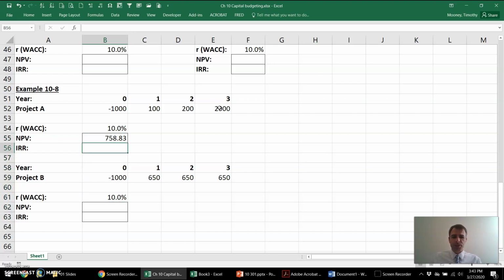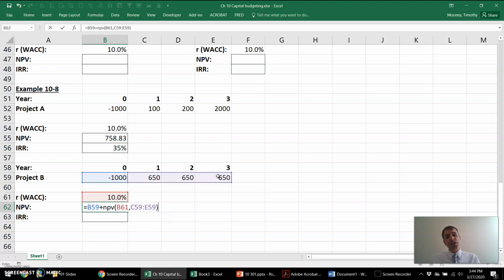And then let's find the project's IRR, internal rate of return of this project. Just highlight the cash flows. Nice looking project, right? And then let's do the same thing for project B. Find project B's NPV. Discount rate first, comma, and then the range of future cash flows. Hope you get comfortable using these NPV and IRR functions in Excel. If so, you'll be able to do the assignment without too much trouble. And then the IRR function.